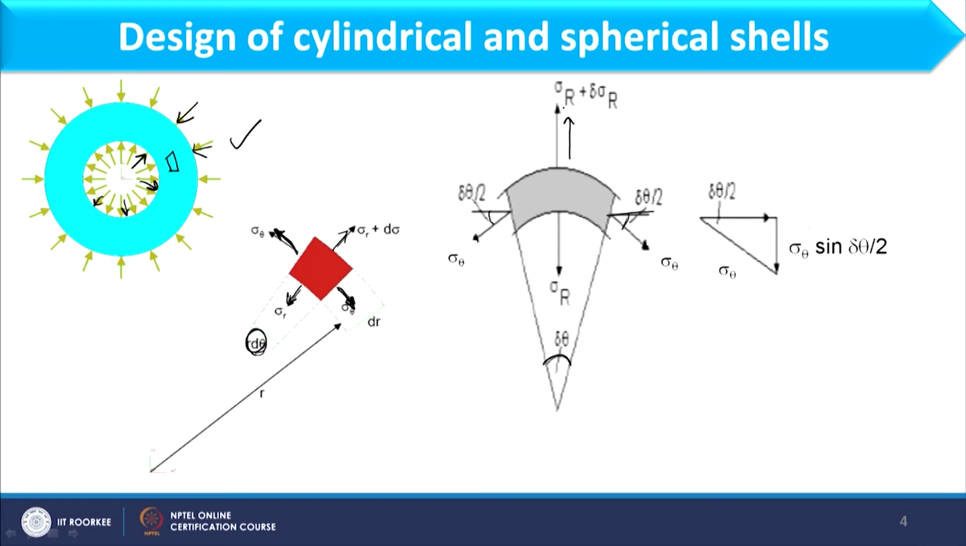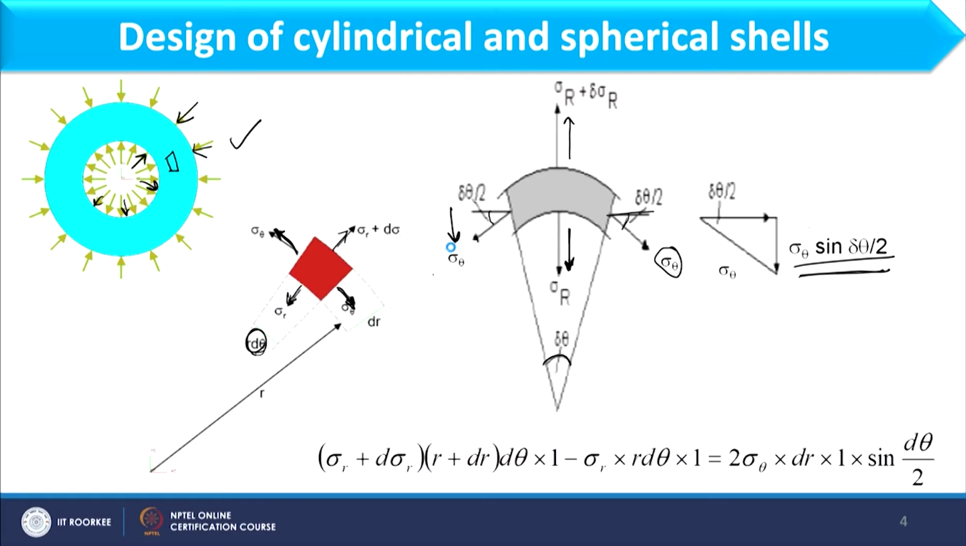Force in this direction will be balanced by force in this direction. So, in this direction force will be due to sigma r as well as the vertical component of sigma theta, which will also act, as it is shown over here. Let us see, it is sigma theta, so the vertical component of this will be sigma theta sine d theta by 2. Okay. And the same stress will also be applicable in this direction. Okay. So, as far as balancing is concerned, we will consider the force balance.